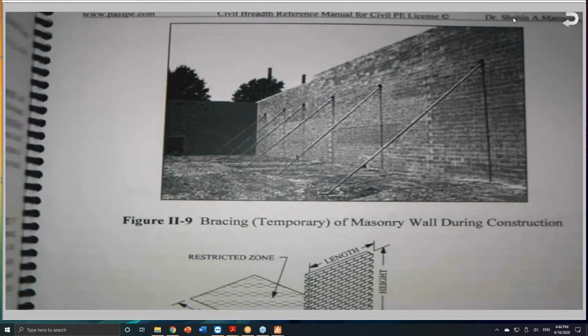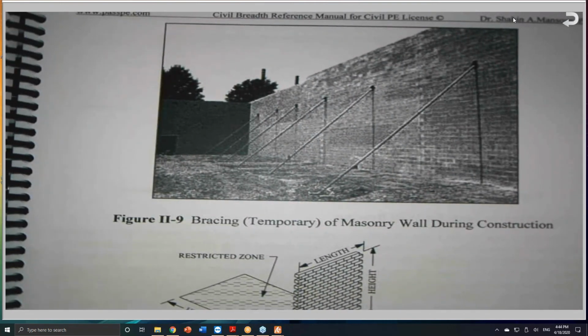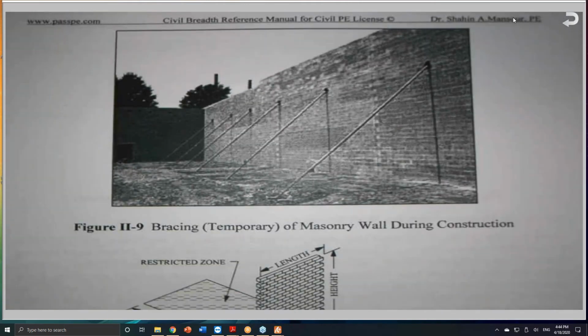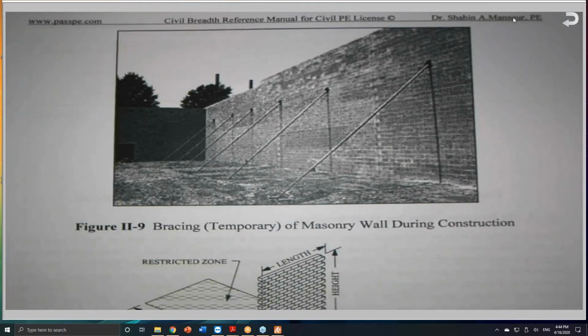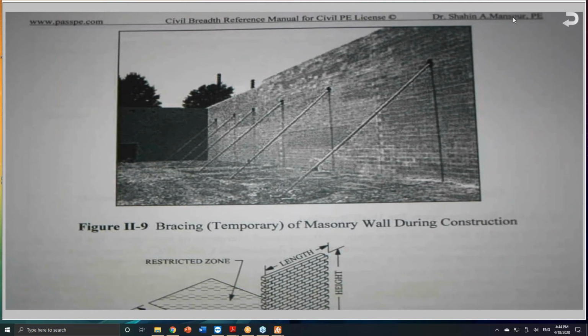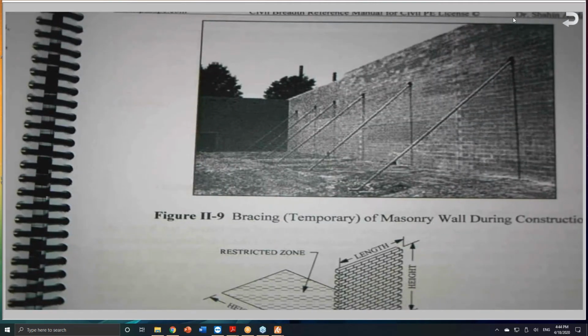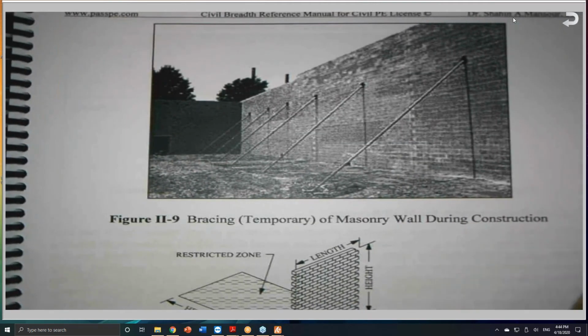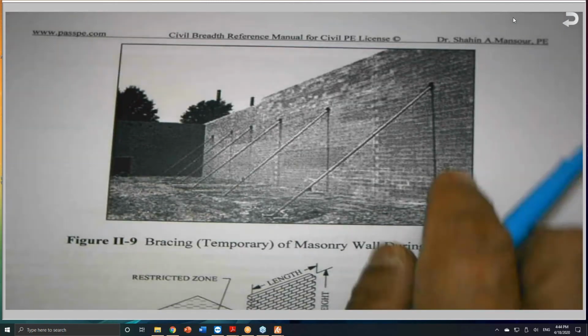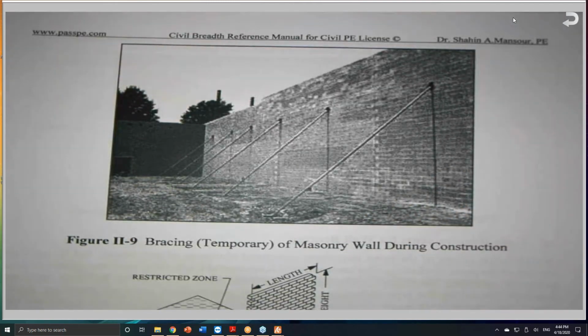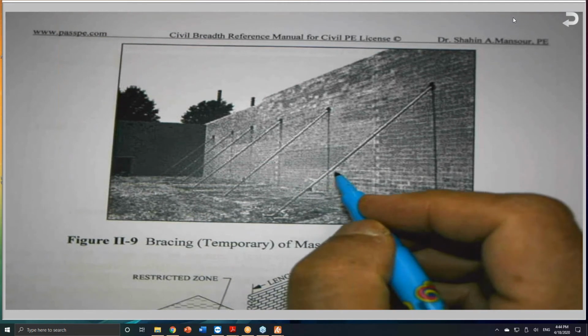Yeah, here it is. Something like that. This is a masonry, CMU, masonry wall. And the masonry wall, because of the strength of the mortar and the wall in general, so we put some braces. This is a lateral brace.